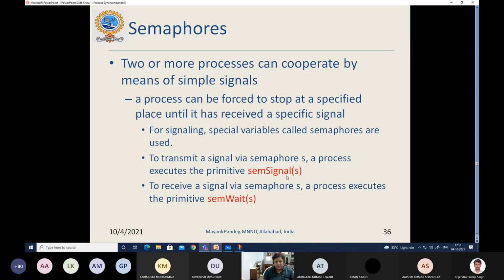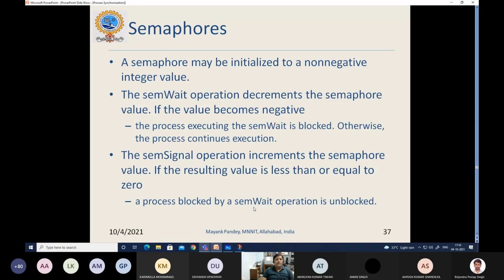Actually, these are two functions, sem signal and sem wait. We'll be seeing this. A semaphore may be initialized to a non-negative integer value. Sem wait operation decrements the semaphore value. If this value becomes negative, then the process executing the sem wait is blocked. Otherwise, the process continues the execution.